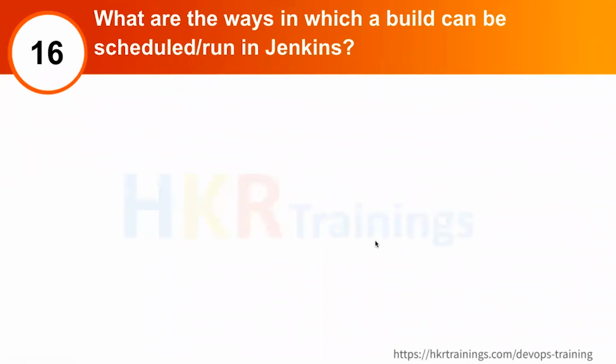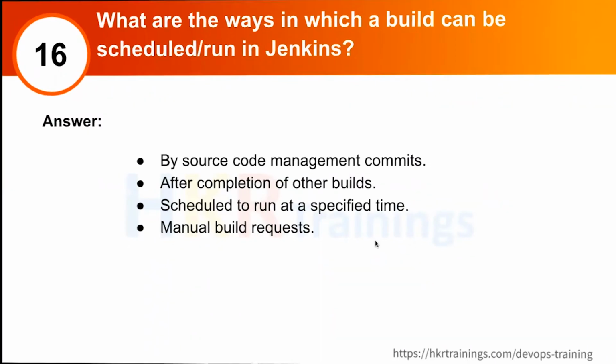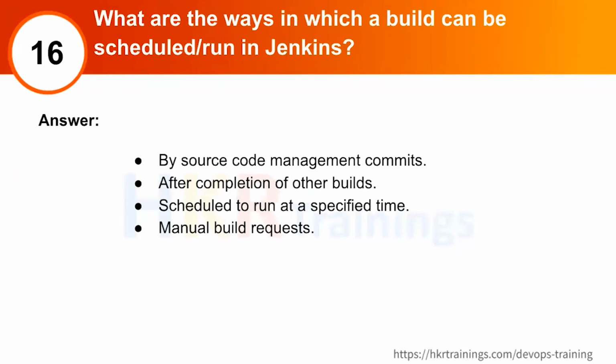What are the ways in which a build can be scheduled and run in Jenkins? So there are many ways. One is by source code management commits, for example, like we saw in one of the last questions, where we can engage the GitHub webhook in Jenkins. So whenever someone pushes the code to GitHub, my pipeline will get triggered automatically.